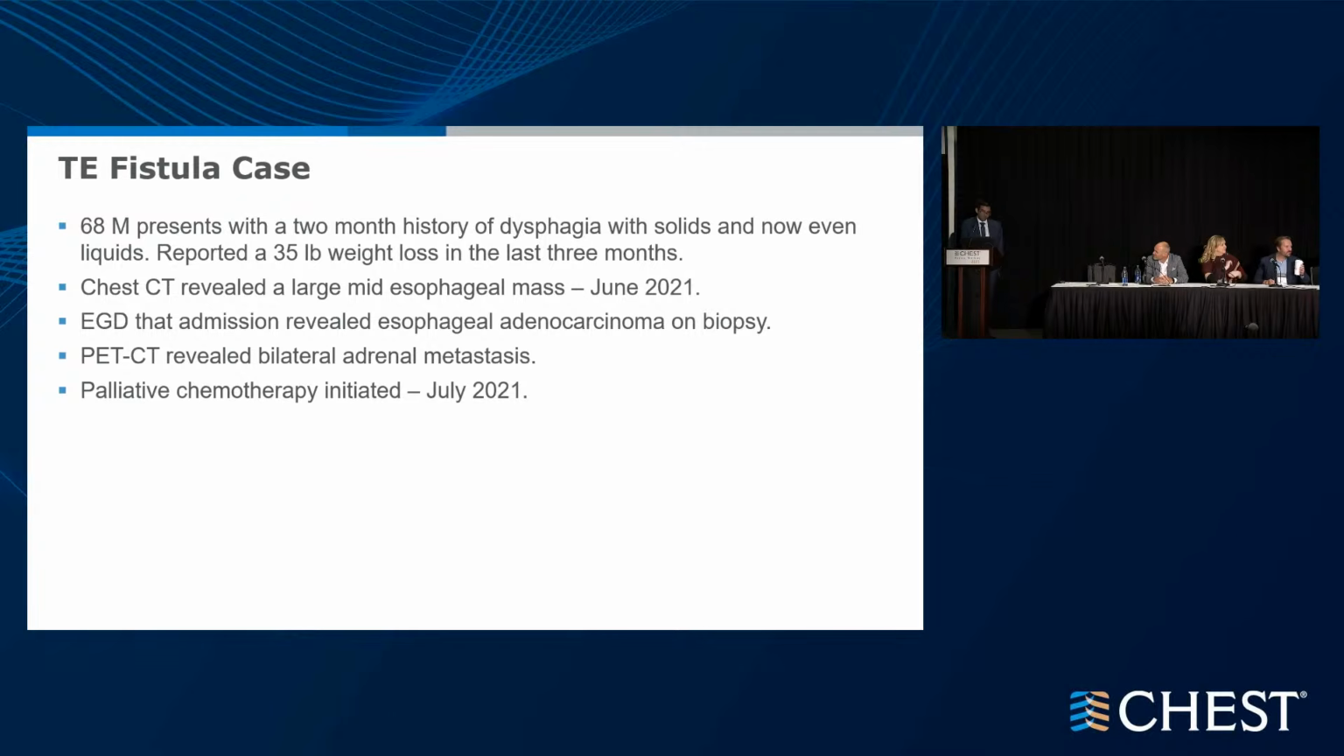It's a TE fistula case. A 68-year-old gentleman presents with a 2-month history of dysphagia with solids and now even liquid, reporting a 35-pound weight loss in the last 3 months. He had a CT chest that revealed a large midesophageal mass in June. EGD admission revealed esophageal adenocarcinoma on biopsy. PET CT revealed bilateral adrenal mets, and palliative chemo was initiated shortly after that.